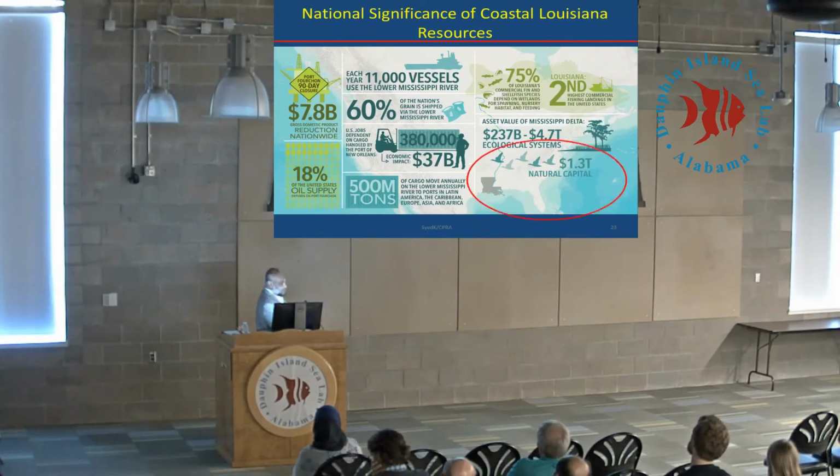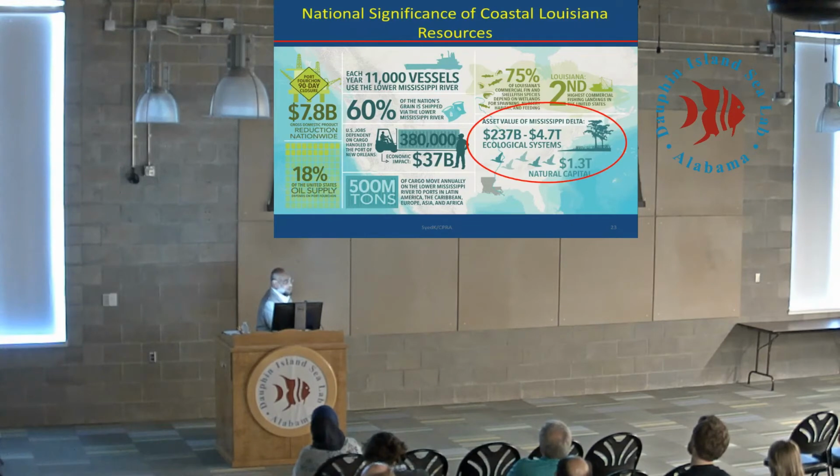And then on top of that, what is the asset value of the Mississippi Delta itself? I mean, you can debate about this value, but it is something between 237 billion to 4.7 trillion. So this is worthless. Not worthless, priceless, right? So that is what it is.